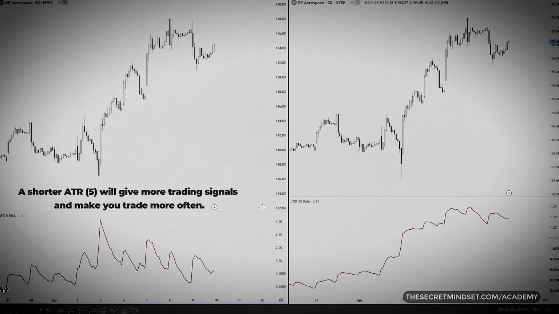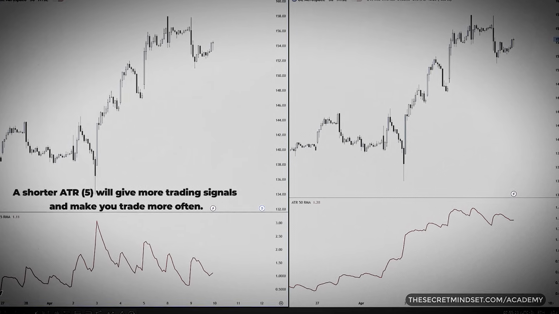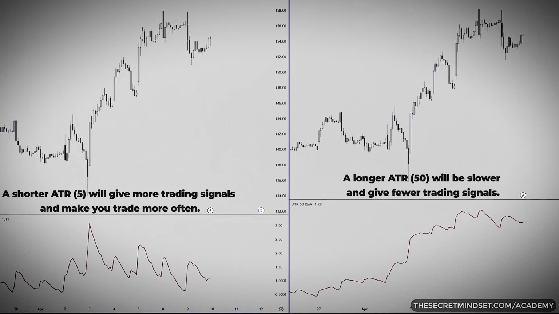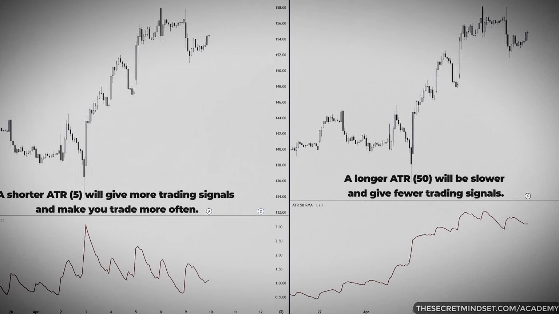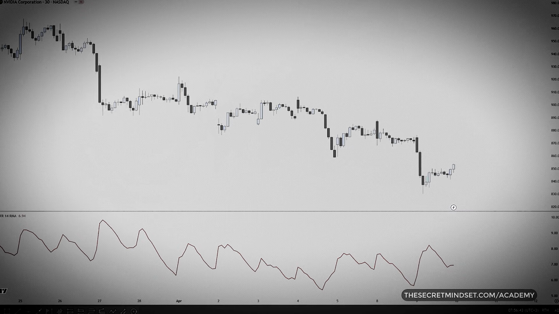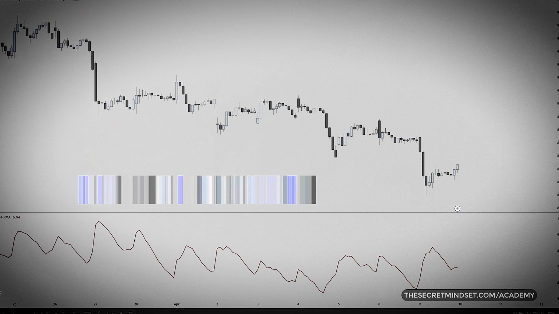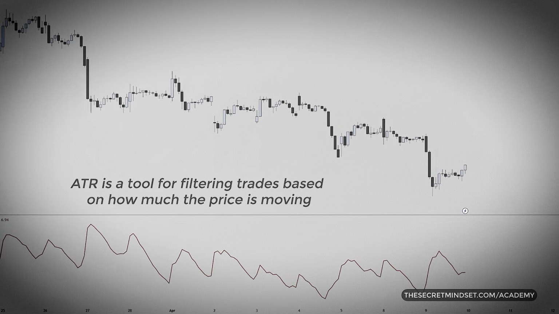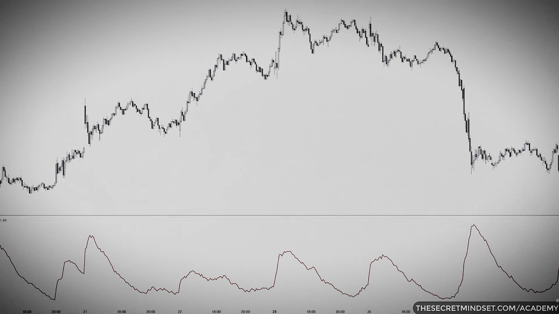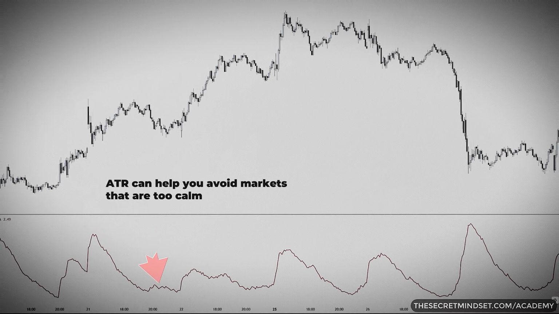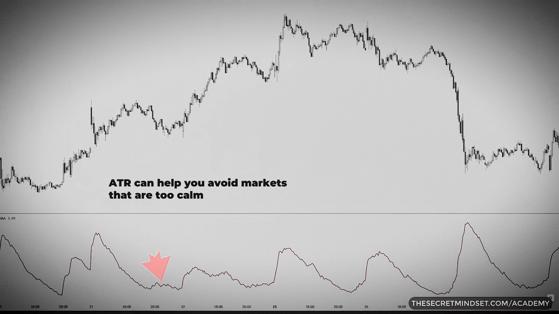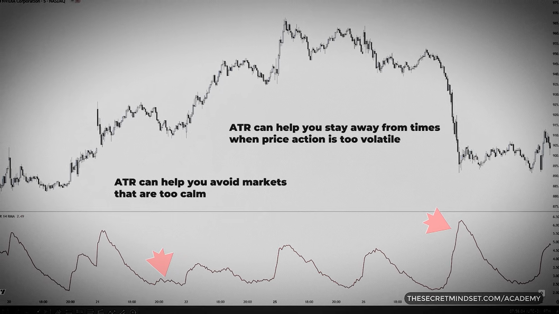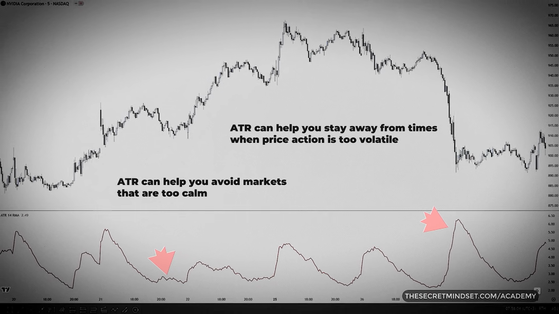A longer ATR will be slower and give fewer trading signals. A shorter ATR will give more trading signals and make you trade more often. Here's how to read the average true range indicator. First, the ATR is a tool for filtering trades based on how much the price is moving. If you like markets with big swings, the ATR can help you avoid markets that are too calm. If you prefer quiet markets, the ATR can help you stay away from times that are too wild for you.